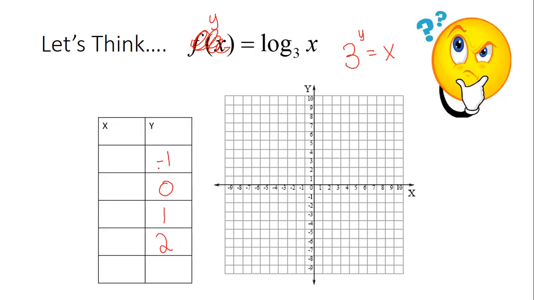Well, if I go 3 to the -1, well, that's 1/3, right? 3 to the 0, that would be 1. 3 to the first is 3. 3 squared is 9. So notice, guys, if I graph this, I'll get 1/3, -1; 1, 0; 3, 1; and 9, 2.